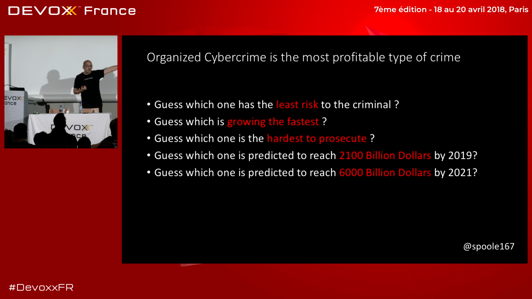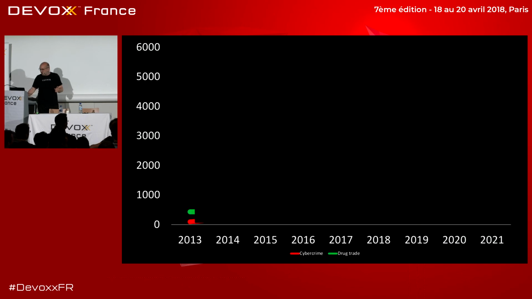So, which is growing the fastest? Which is hardest to prosecute? Which one is going to be reaching $2,100 billion by the end of next year? Which one is going to reach $6,000 billion by 2021? You can guess. So let me put that in context for you. Here's a little graph. The red line, cybercrime, the one we care about. The green one, the drug trade. These are the predictions, and some of this is real data, of course.